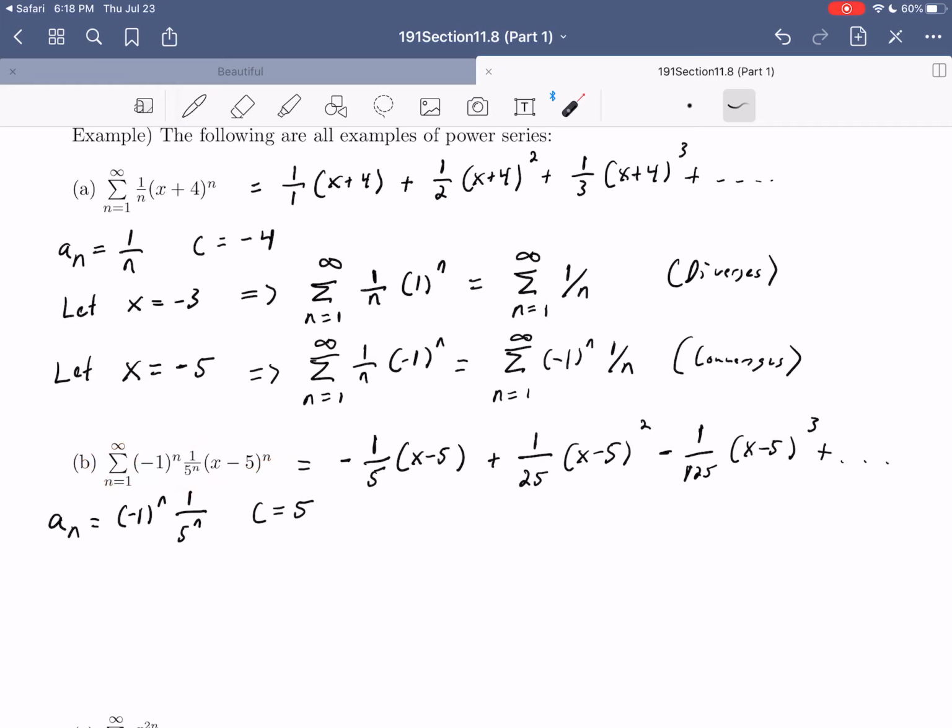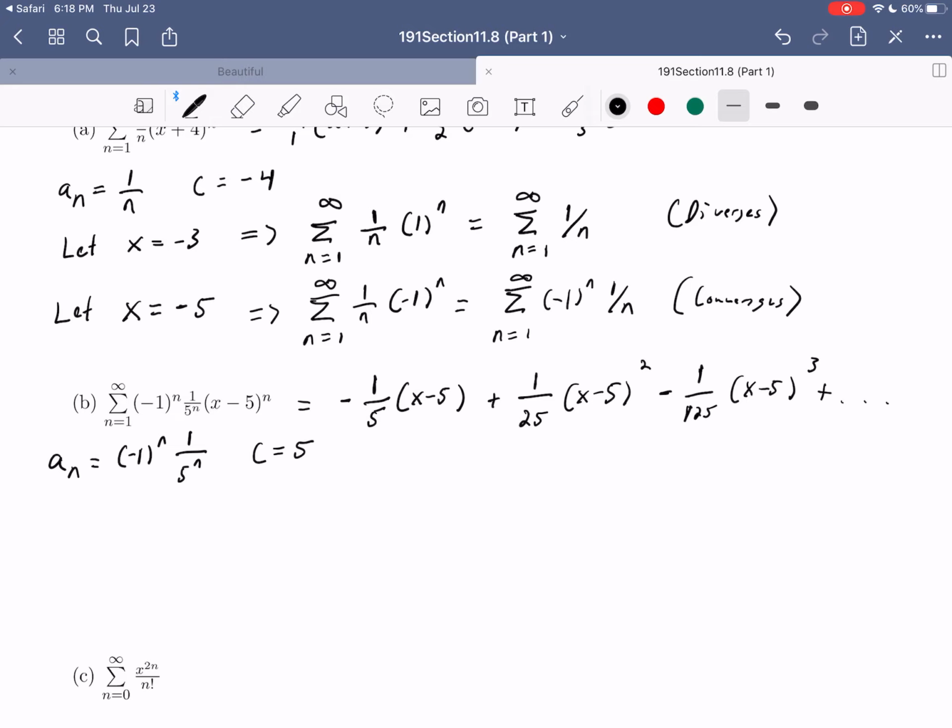Again, I could imagine what happens if I let x be different values. I won't do two of them this time, but just to emphasize, let's say we let x equal 1. Would that be a good input to use? Would that be valid? Is it going to give us a series that converges? Well, we can see if we plug in x equals 1, we'd get minus 1 to the n, 1 over 5 to the n, and we get minus 4 to the n there.